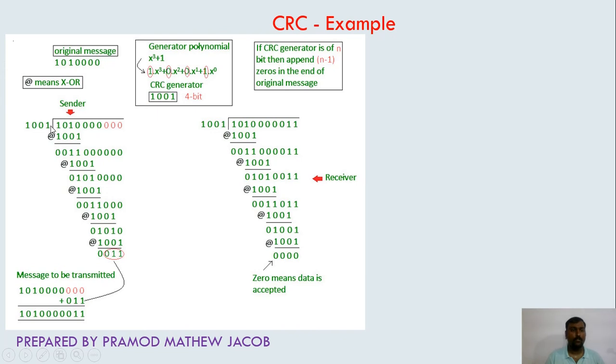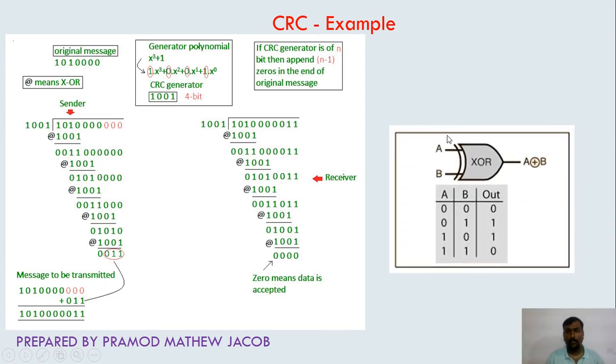Now we have to perform the XOR operation with the CRC generator value. I hope you remember the XOR gate in logic system design. If both inputs are 0, the output will be 0. If both inputs are 1, the output will be 0. In all other cases, the output is 1. So if both the inputs are the same, the output will be 0.